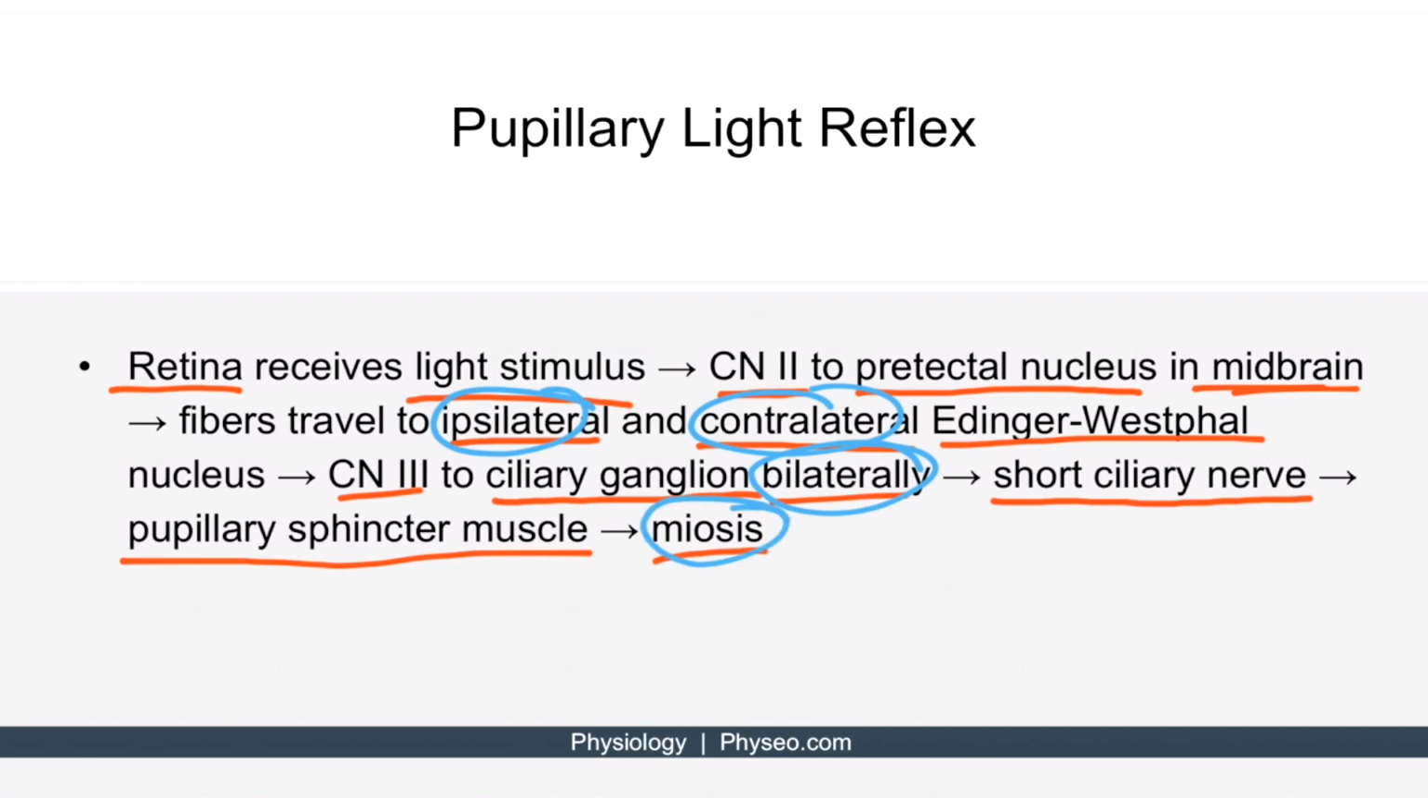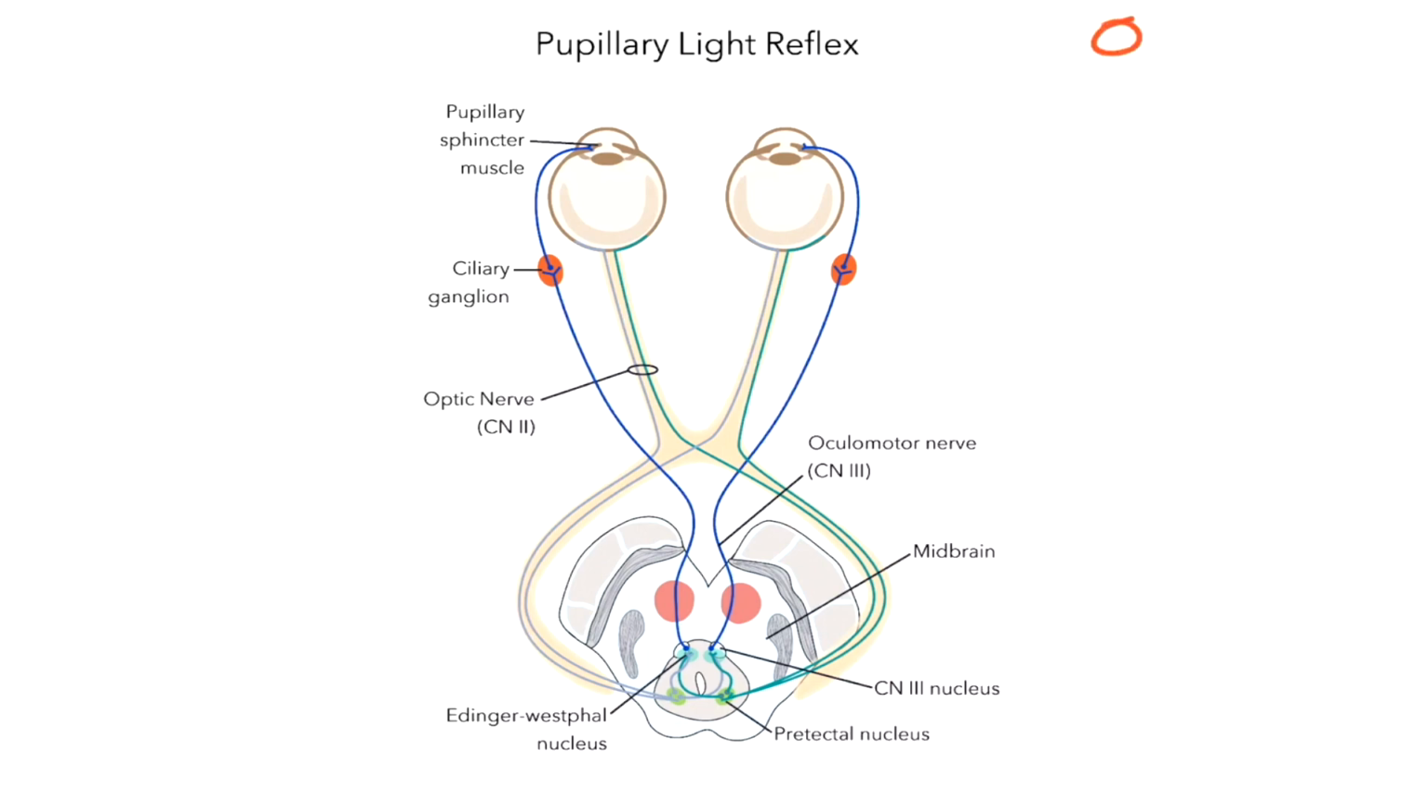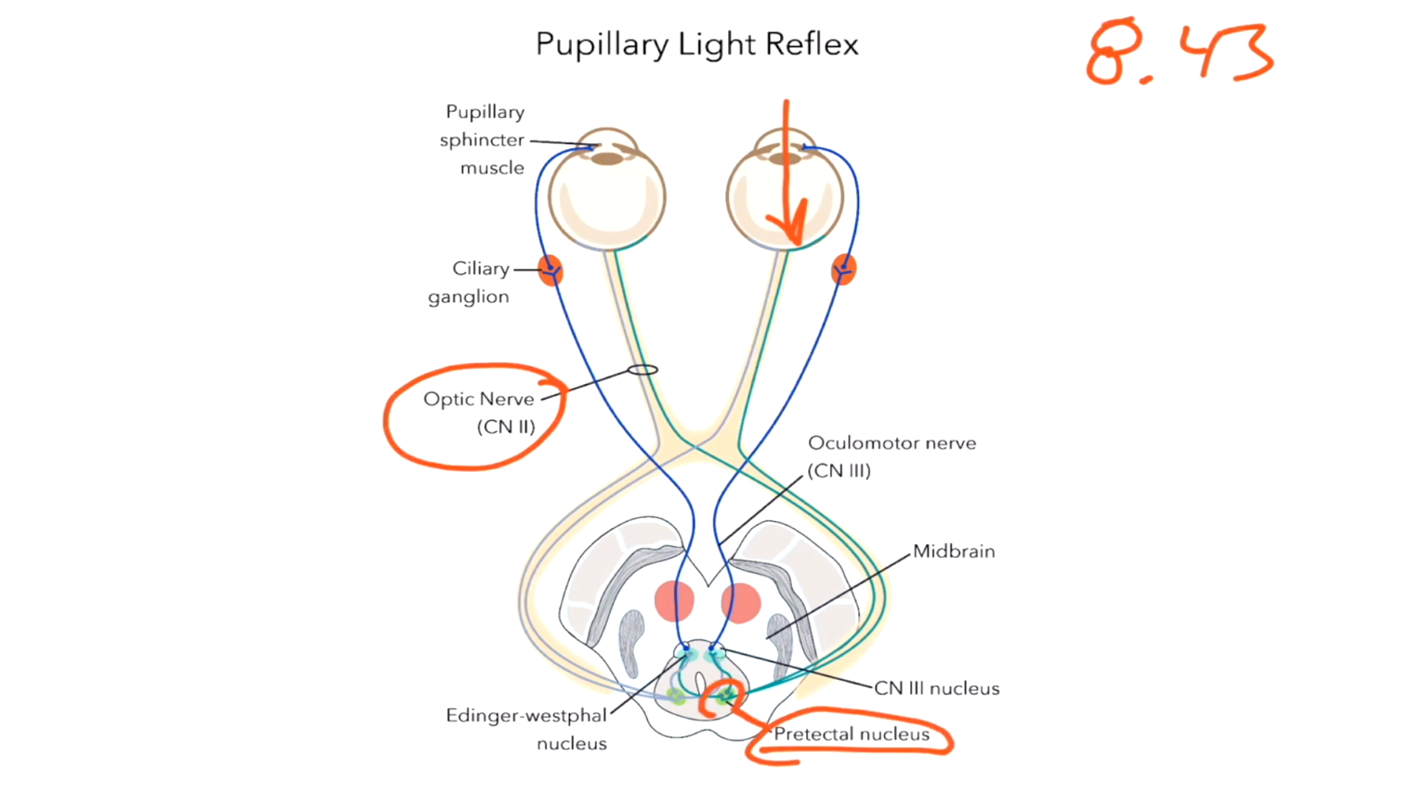So let's draw this out. So here is figure 8.43 showing the pupillary light reflex. Light will reach the retina in the back of the eye. We'll just focus on this right side for now. And then it will travel to the pretectal nucleus, following the optic nerve down to this pretectal nucleus back here. So in this case, it'll hit the right side. Again, this is within the midbrain.